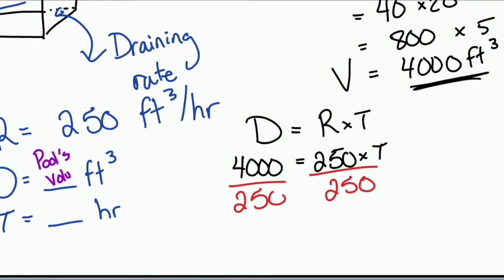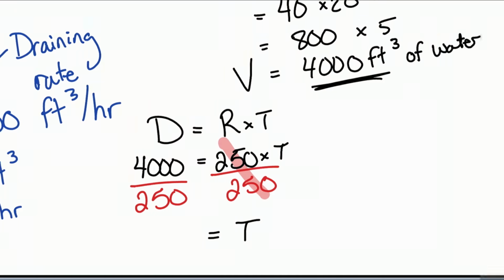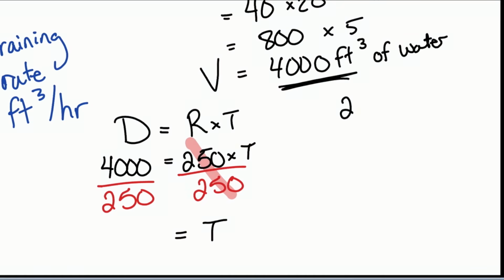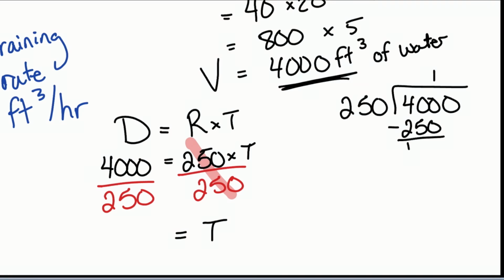on both sides. Once we do that, we will go ahead and cross out on the right side because we're canceling out. And then we have t equals what? And so that's where we'll divide, and we can go ahead and do it right over here if we'd like to. 250 going into 4,000. And then we have 250 going into 400. That's just one time. Subtract the 250, and you get 150 left over.